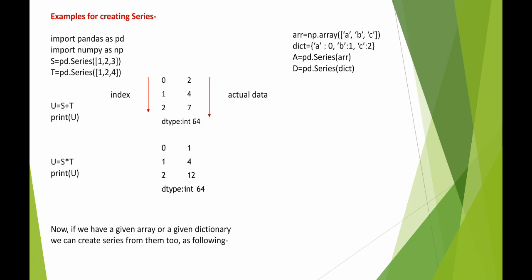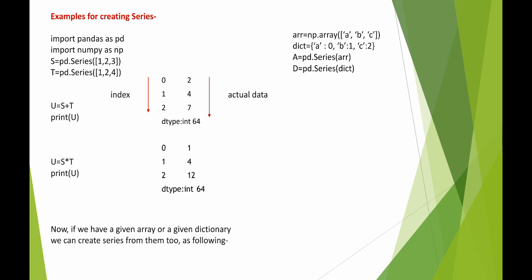Here a, b, c are the keys and 0, 1, 2 are the corresponding values of the keys. Now what we are doing here is A = pd.Series(arr). We are passing this array arr in the form of a series, and that is being stored in capital A.